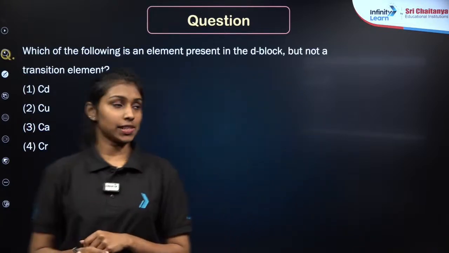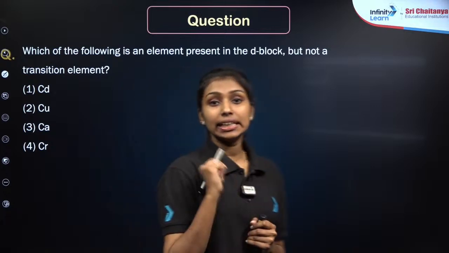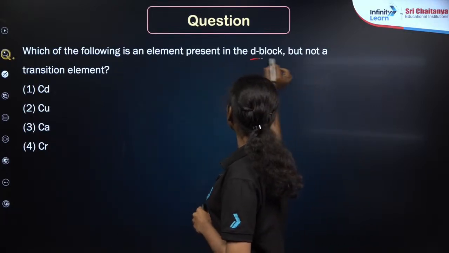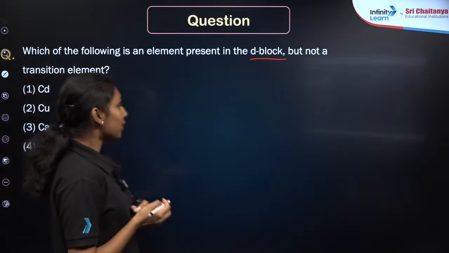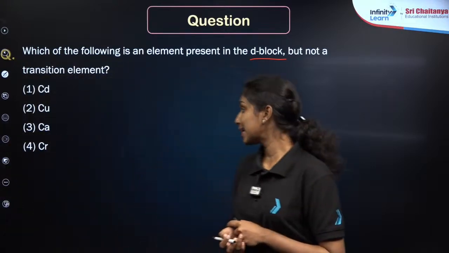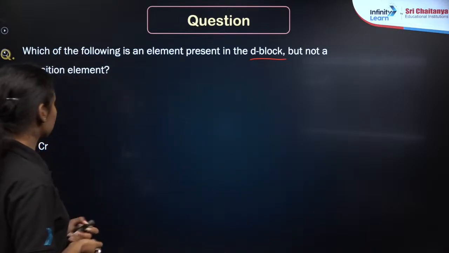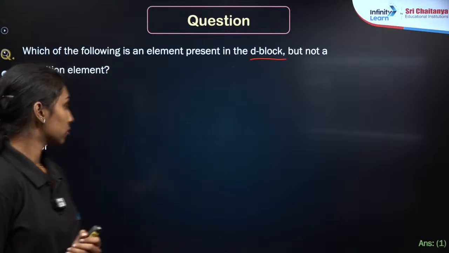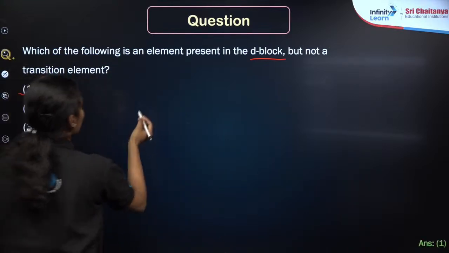Now here is the next question. Which of the following is an element present in the D block but not a transition element? Options are given here: cadmium, copper, calcium and chromium. Yes, option A, cadmium is the correct answer here.